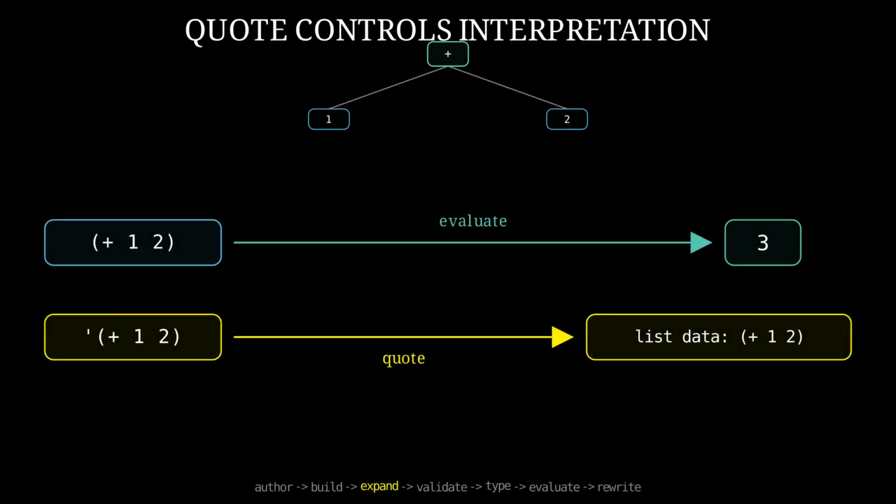Scheme makes the relationship unusually visible. The expression (+ 1 2) evaluates to 3. Put quote in front, and evaluation is suppressed. The result is a list whose first element is the symbol plus, followed by 1 and 2. Program representation and a central language data structure have nearly the same shape. That is the recognizable core of Lisp-style homoiconicity.